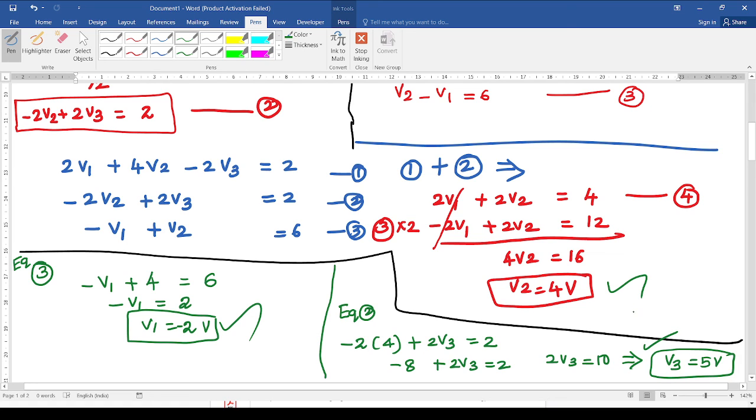This is the way to find the voltages using nodal analysis, which consists of a supernode.